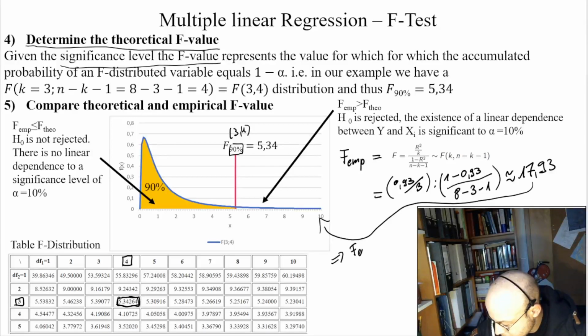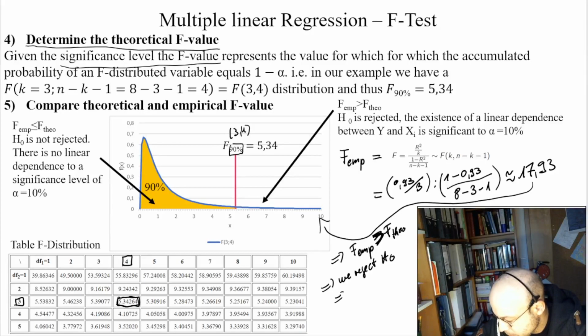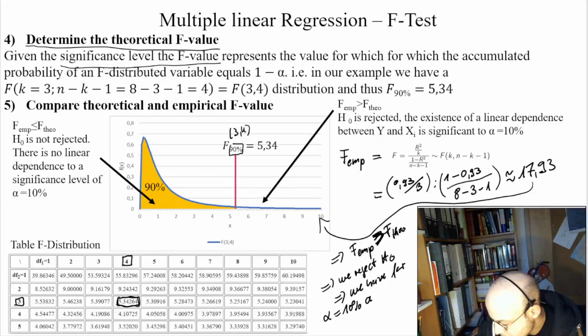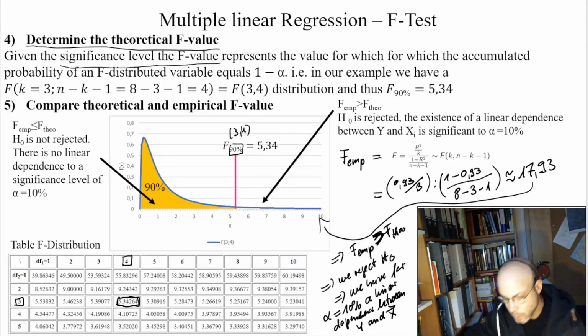Then Fm is larger than F theoretical, and this means we reject H0, and this means we have, for alpha equals 10%, a linear dependence between y and x vector.